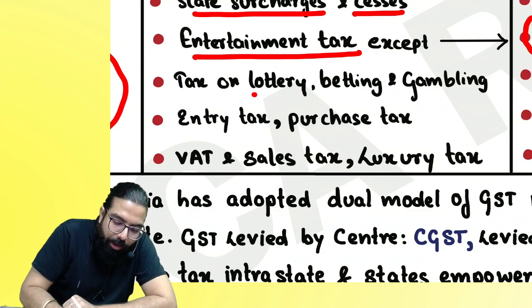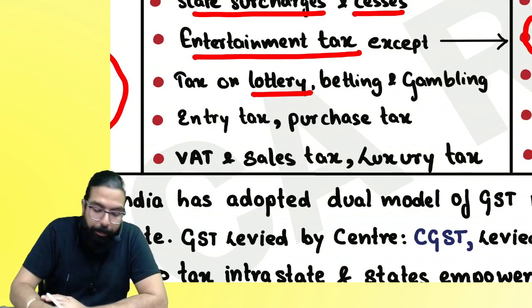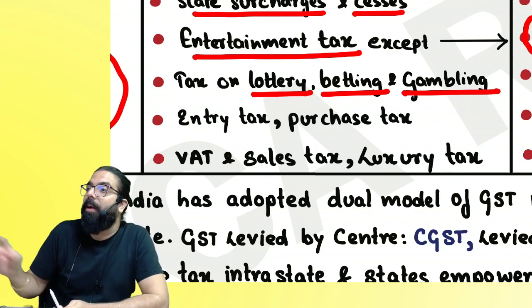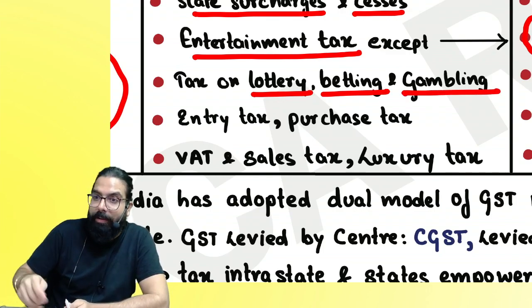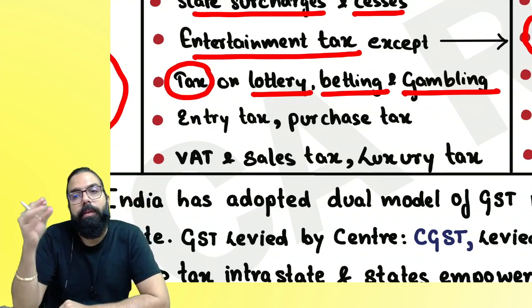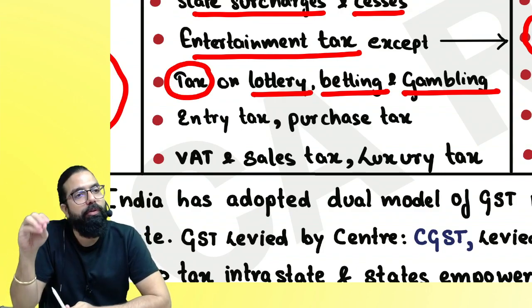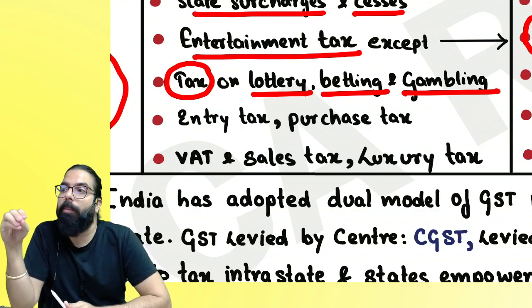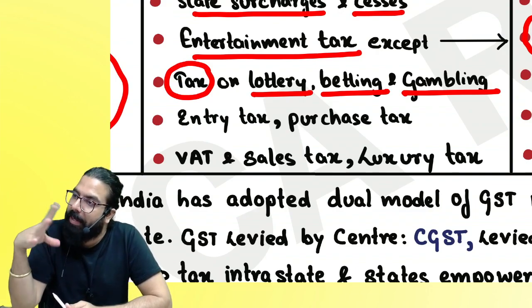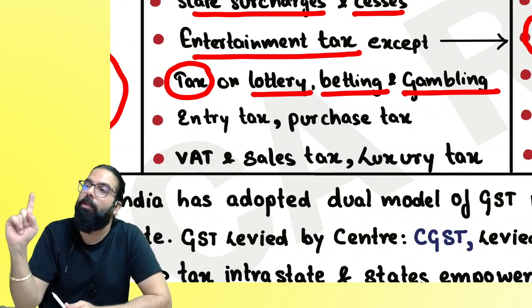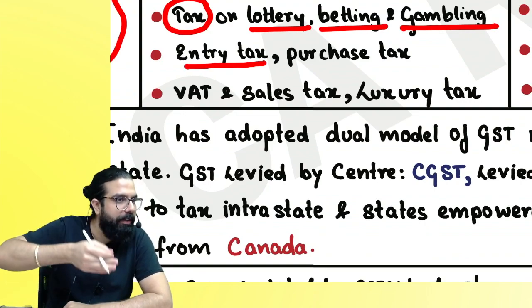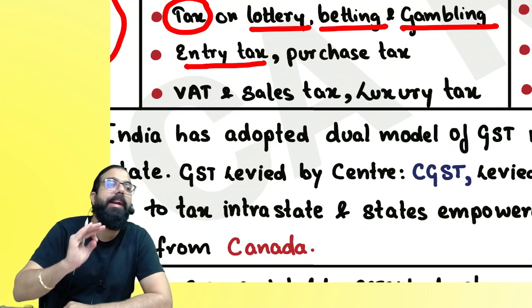Next. Lottery. You know lottery, everyone. Betting. Betting means horse race, etc. Gambling, casino, cards, where you put money and gamble. Whatever tax is there on gambling, that is also gone. Earlier, the state government used to charge betting tax at the race course. Now those taxes on betting, etc., are gone. What will be charged now? GST. Next. Entry tax. Whenever one truck used to enter from one state to another state, entry tax used to be charged at the entry gate.